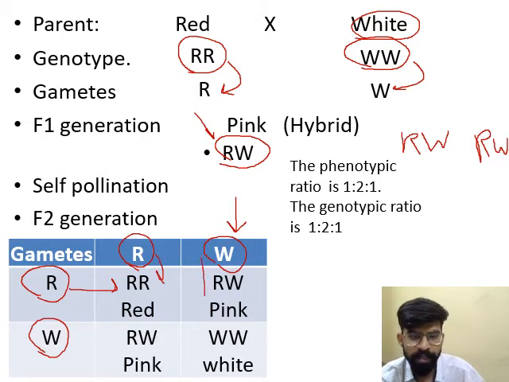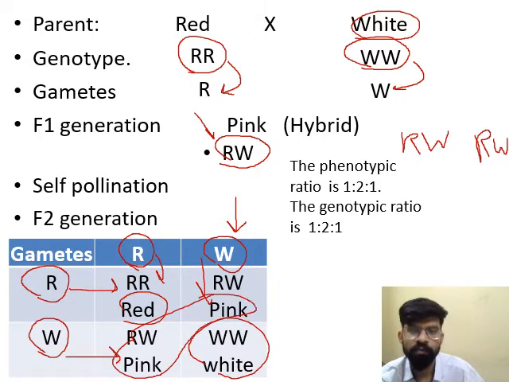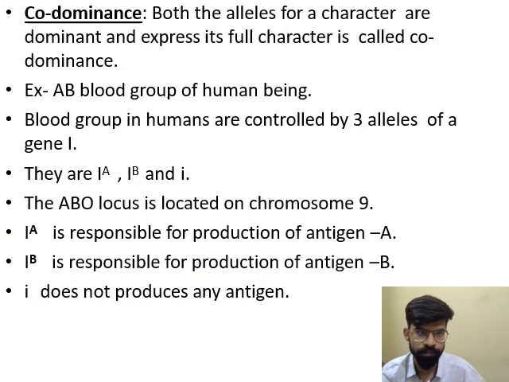When RW combine, it will produce pink color, and WW produces white color. So here you can see one is red, two is pink, and one is white. So the phenotype ratio is 1:2:1, and the genotype ratio is also similar, 1:2:1.